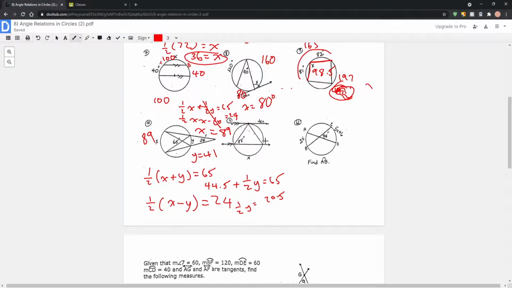Alrighty, let's go to number 11. So you get these two parallel lines. You can say that this angle here is also going to be 55, because you have two parallel lines and you can use the alternate exterior angles congruent theorem to say that these two angles are congruent, so that's 55. Then using the tangent chord theorem, you can say that this arc here will be 110. So you get that arc is 110.